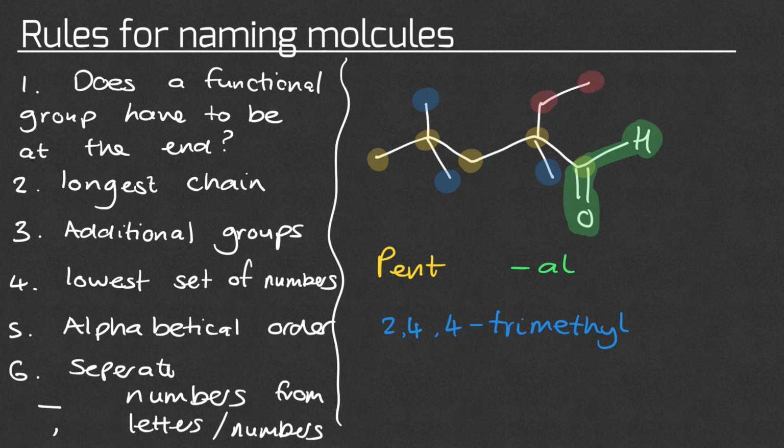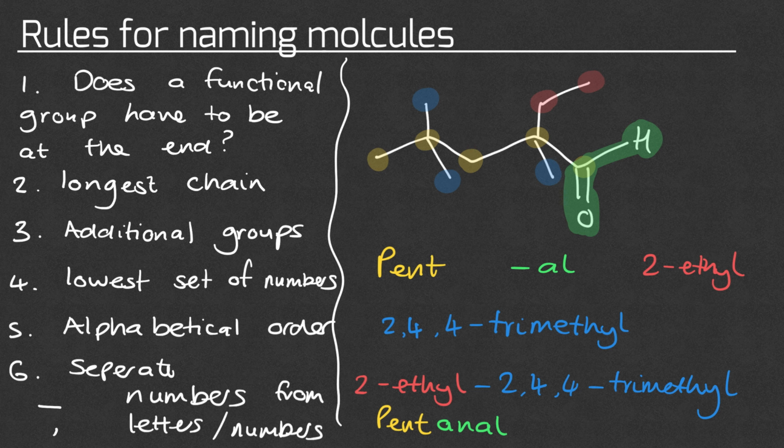We then have an ethyl group, which is on carbon 2. So that part will be called 2-ethyl. So putting that all together gives us a name of 2-ethyl, 2,4,4-trimethyl, pentanal. Remember, we have to order it in the name as prefix first, then stem, then suffix.